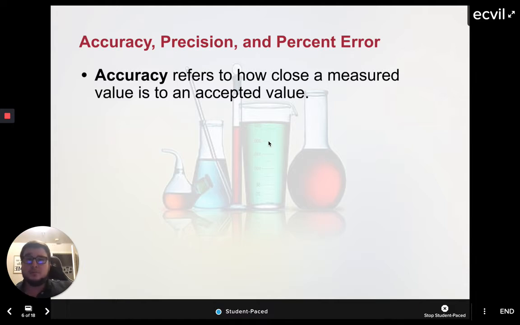If you're throwing darts, maybe your accepted value is the bullseye. So if you throw at the dartboard and you're off the board, then that was not very accurate of you. Okay, so again, that's accuracy.